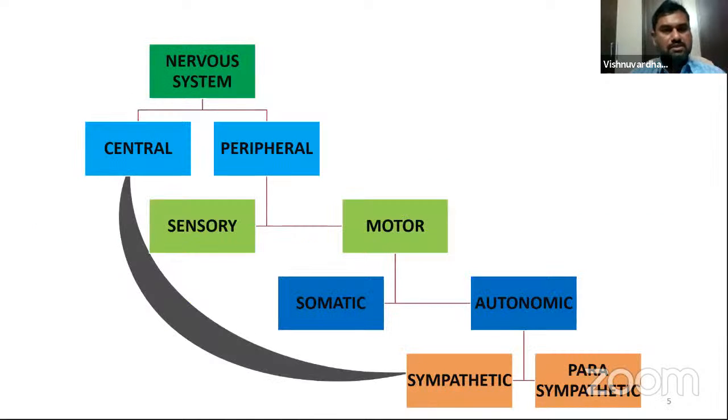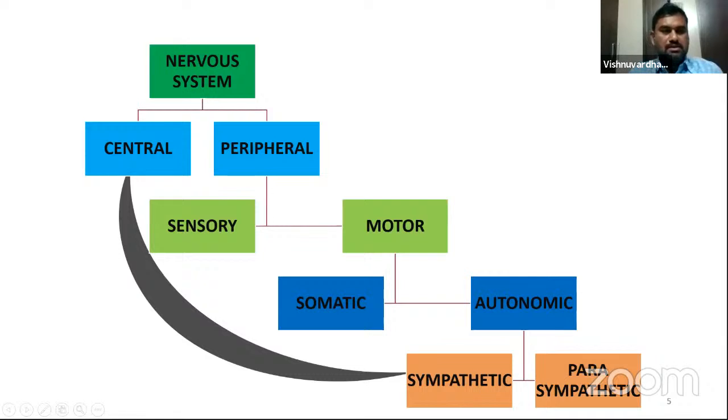Okay, here we see the flow chart of the nervous system. The nervous system is divided into two divisions, that is central nervous system and peripheral nervous system. These two are explained by our teachers. You know that the central nervous system consists of brain and spinal cord, and the peripheral nervous system is subdivided into two parts, that is sensory peripheral nervous system and motor peripheral nervous system.